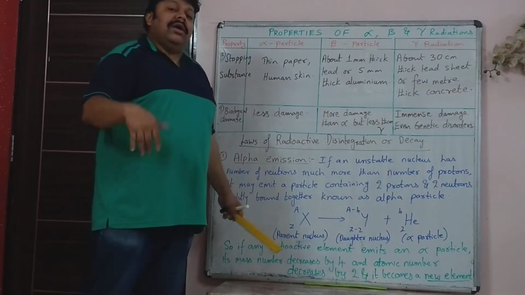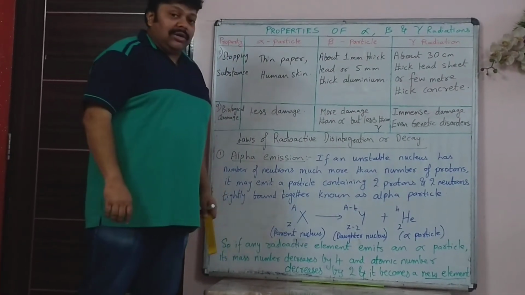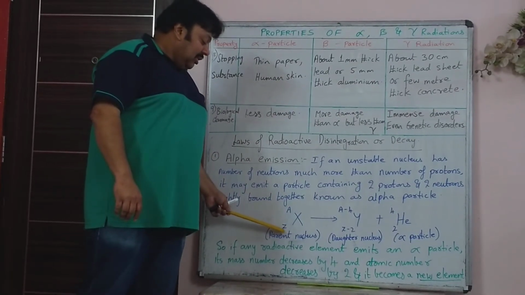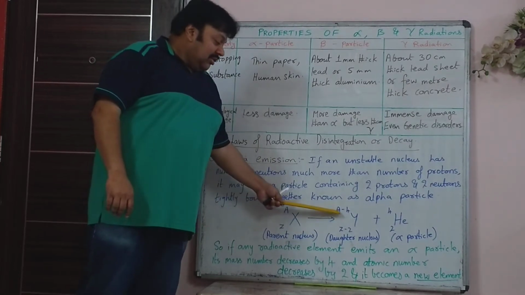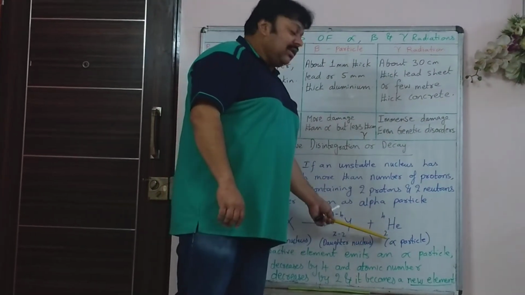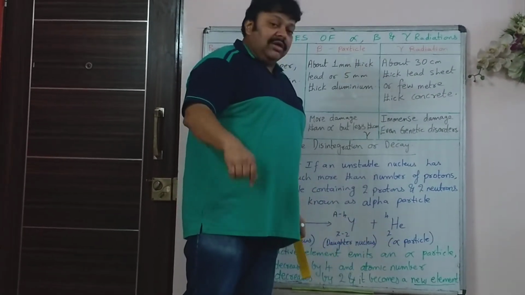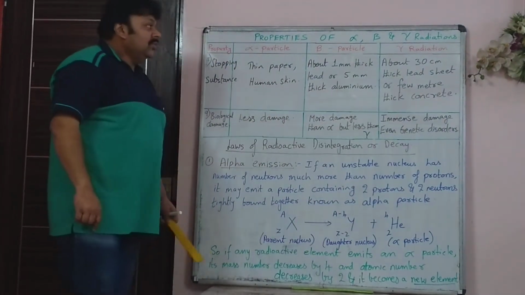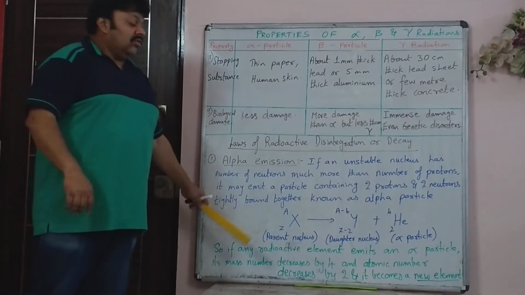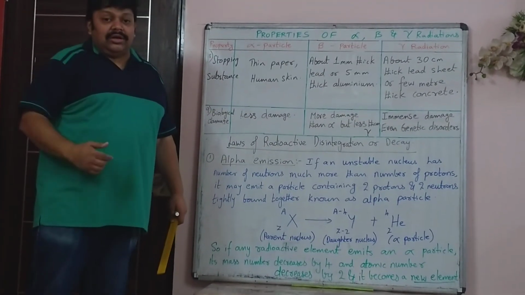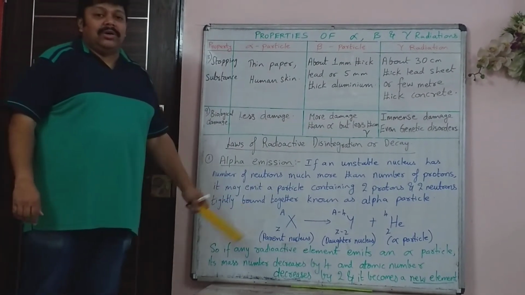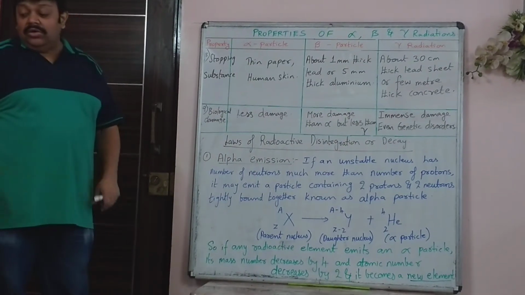This is an element X. None of them in the periodic table like that, but it is an element X with atomic number Z and mass number A. Mass number decreases by 4 and atomic number decreases by 2, and one helium nucleus, that is one alpha particle, is emitted. So now we will see an example of alpha decay. We can take uranium 238, and see what it will get converted to when it emits an alpha particle. So please note all this in your notebooks.